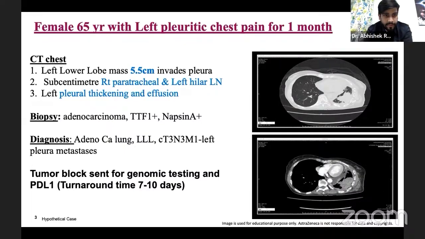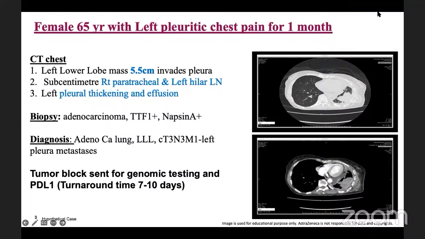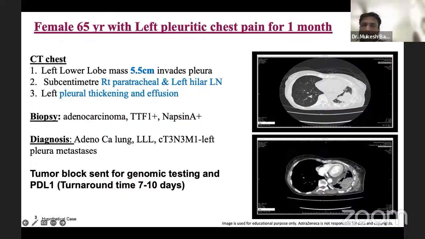The tumor block was sent for genomic testing and PDL1 assay, which is the standard practice for almost everyone. So let me start with Dr. Mukesh. Is there any other test that you'd like to do, sir, at this point? In this case, yes, I would like to do a PET CT scan and an MRI brain. So everybody is doing MRI brain upfront, irrespective of the symptoms.